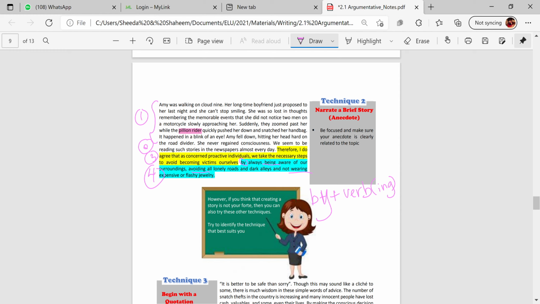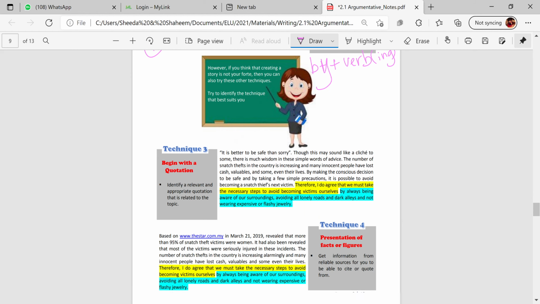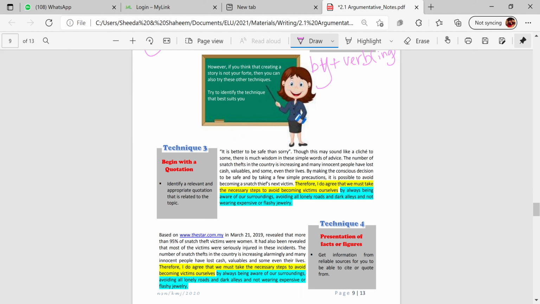Okay, if you think that creating a story is not your forte, is not your strength, then you can try these other techniques. Whatever it is, you try to identify which technique suits you best, and then you try to polish that technique until we have to go through our MUET exam.